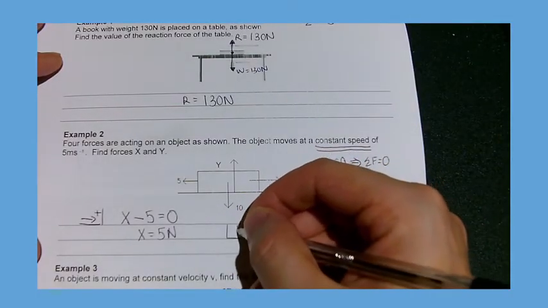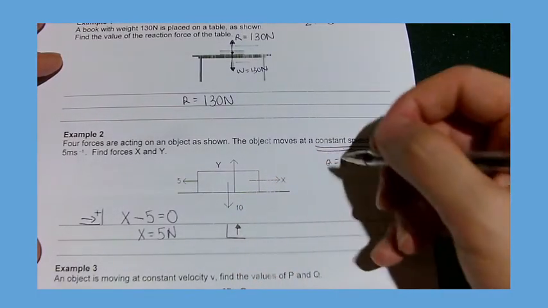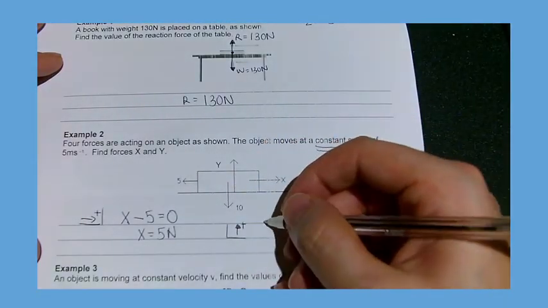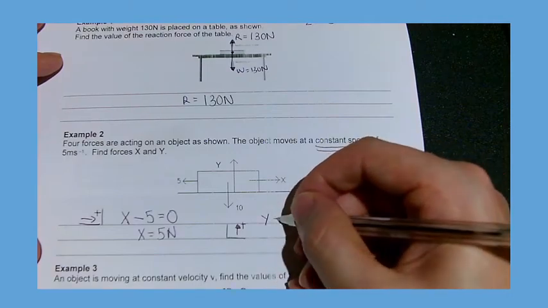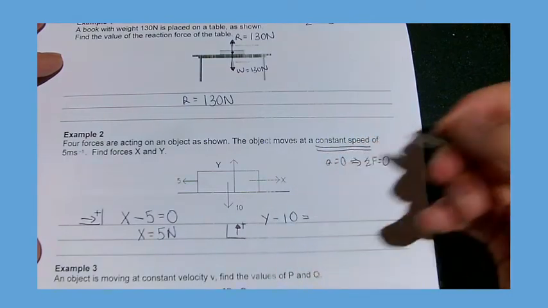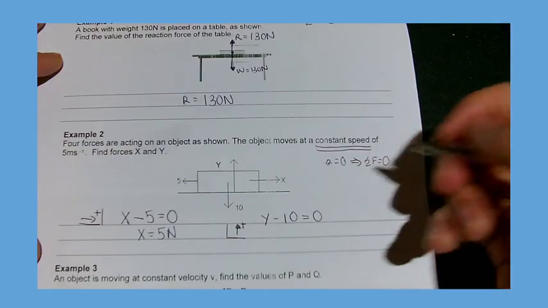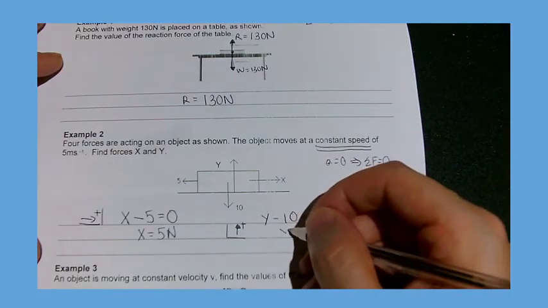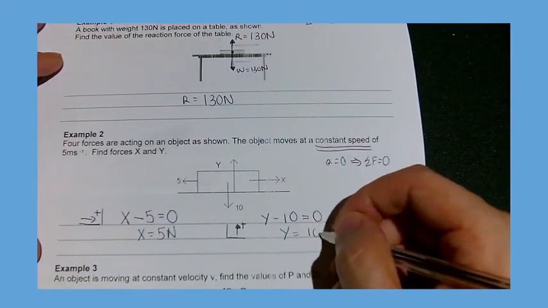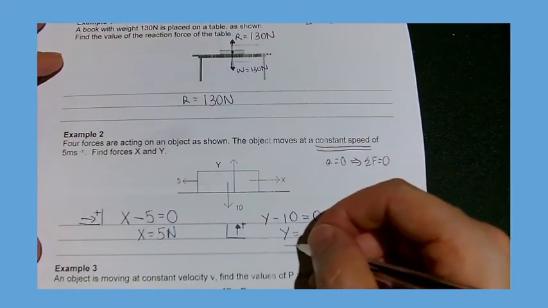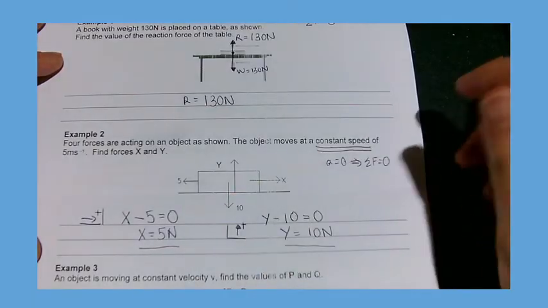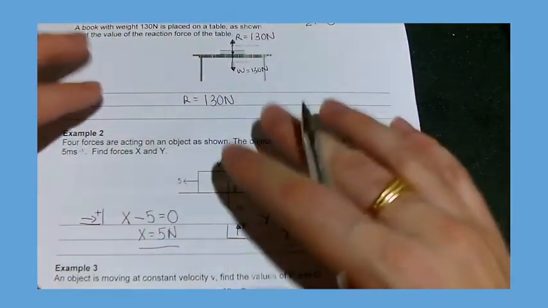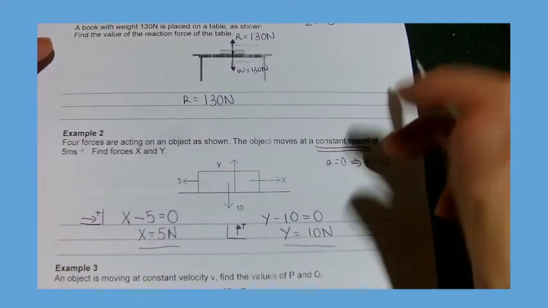Similarly, I'm going to take up to be positive. Any force going upwards is positive and any force downwards is negative. And again, the sum of the resultant forces vertically is equal to 0, because there is no overall acceleration vertically. And we're left with 10 newtons there. So that's how we look at a situation like that with a few more forces compared to example 1.